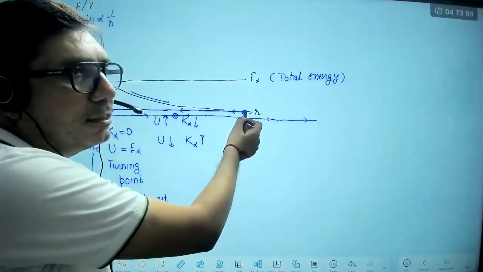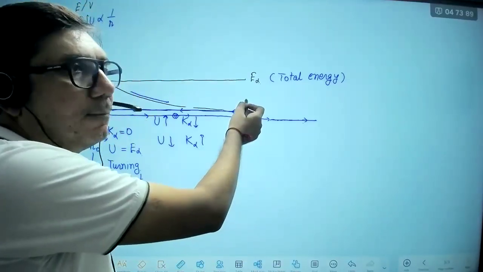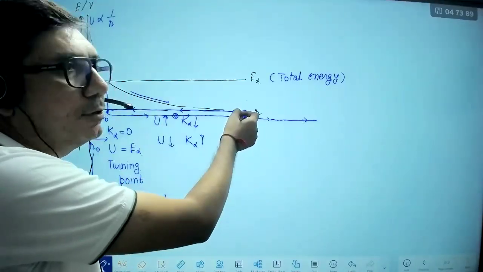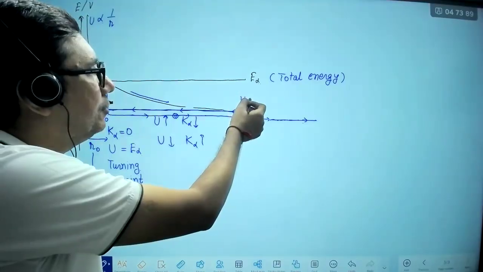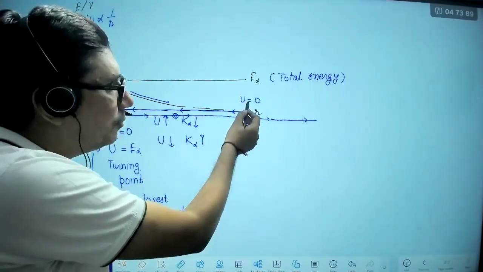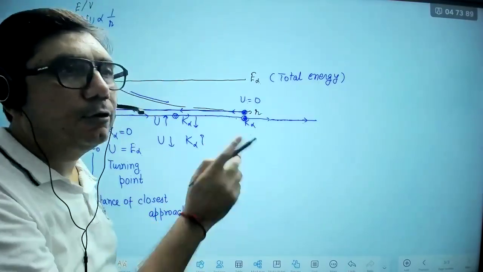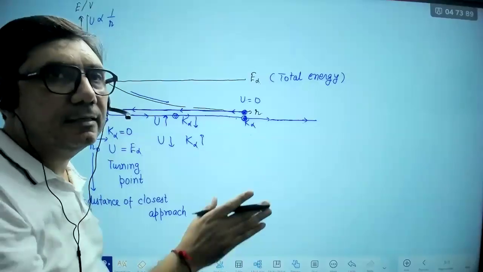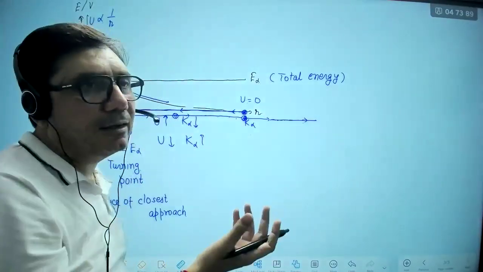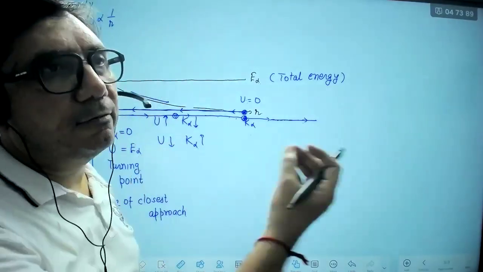So when we are launching this particle, we were saying that there is no interaction between the alpha particle and the nuclei at this point. So we were saying potential energy was 0 here. At this point, when it comes back, again potential energy will be 0. It is going to have only kinetic energy, so it will move in this direction.